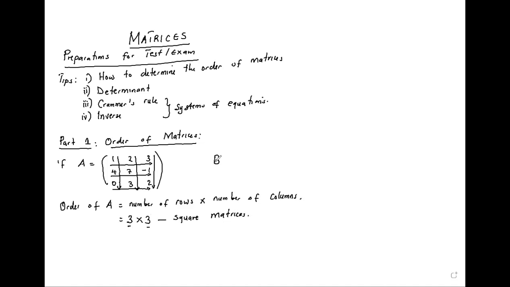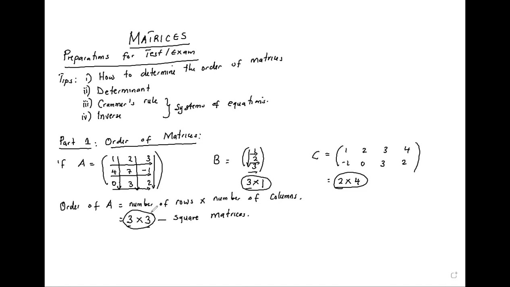Okay. If you are given B, 1, 2, 3, what's the order? So you say this is 1, 2, 3, so a 3 by 1 column. So 3 by 1. C, you have a matrix 1, 2, 3, 4, -1, 0, 3, 2. The order, this is a 2 by 4. That's the order. So this is a 2 by 4. This is a 3 by 1. And then a 3 by 3.